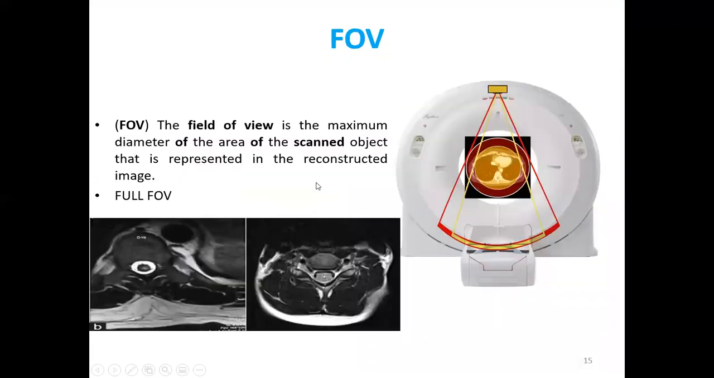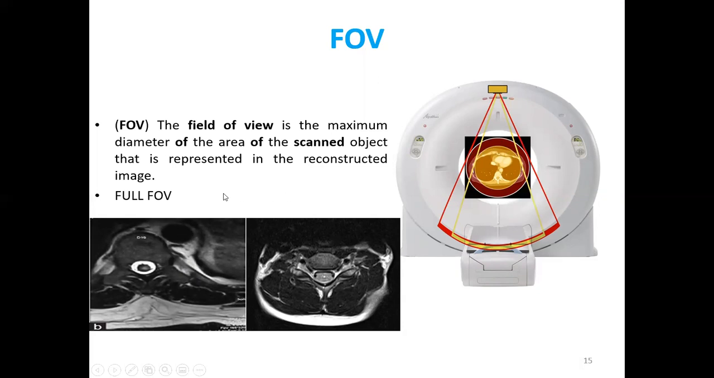This is called the bore. FOV means field of view, the part of the slice or body part you are imaging. It is like a cone. The FOV is the maximum diameter of the area of the scanned object that is represented in the reconstructed image.